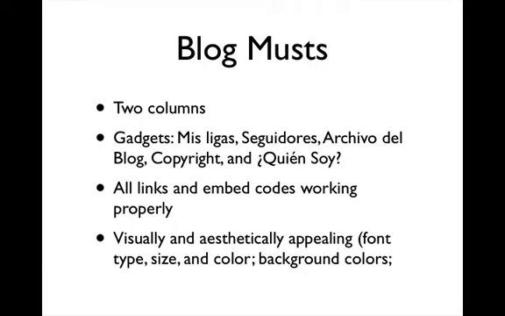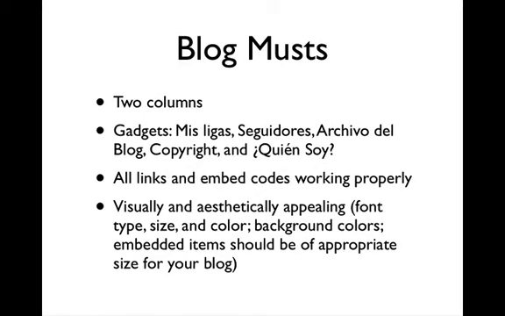And now let's talk about the things that your blog must have. It should have 2 columns, and you can fix that going to template, and I'll show you that in a moment. It should include the following gadgets, titled in Spanish: mis ligas, seguidores, archivo del blog, copyright, and quién soy. If you don't know how to do this, you can watch the first video that I shared with you on how to create your blog.